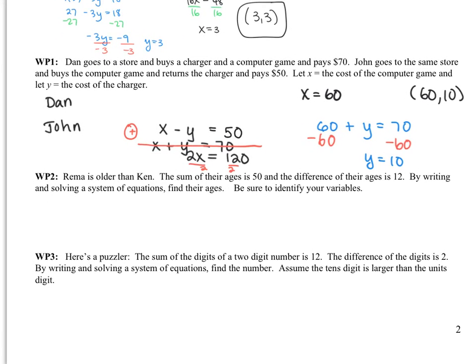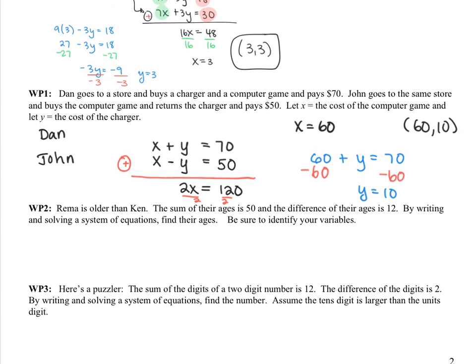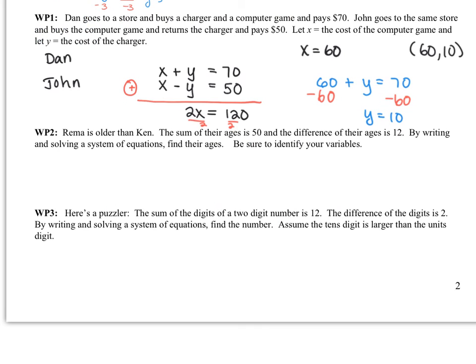Let's look at word problem 2. So it says, Rima is older than Ken, and the sum of their ages is 50, and the difference of their ages is 12. We're going to use a system of equations to find their ages, and we're going to identify two variables. So the first thing I don't know is how old Rima is. So I'm going to let x represent Rima's age. I also don't know how old Ken is, so I'm going to let y represent Ken's age.